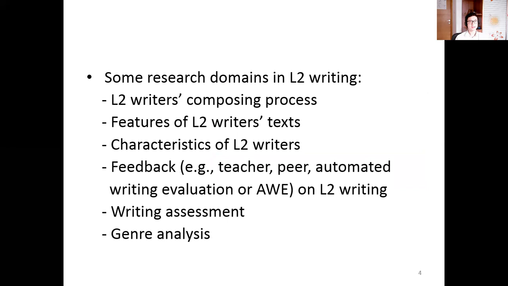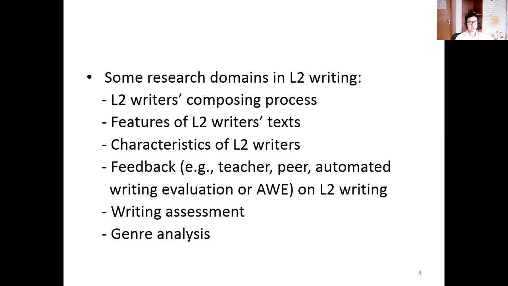Some research domains in L2 writing include L2 writers' composing process. How do L2 writers compose, write, and revise? Features of L2 writers' texts. Characteristics of L2 writers, including personal identity and attitude. Feedback on L2 writing. This involves teacher, peer, and automated writing evaluation, writing assessment and evaluation, genre analysis.